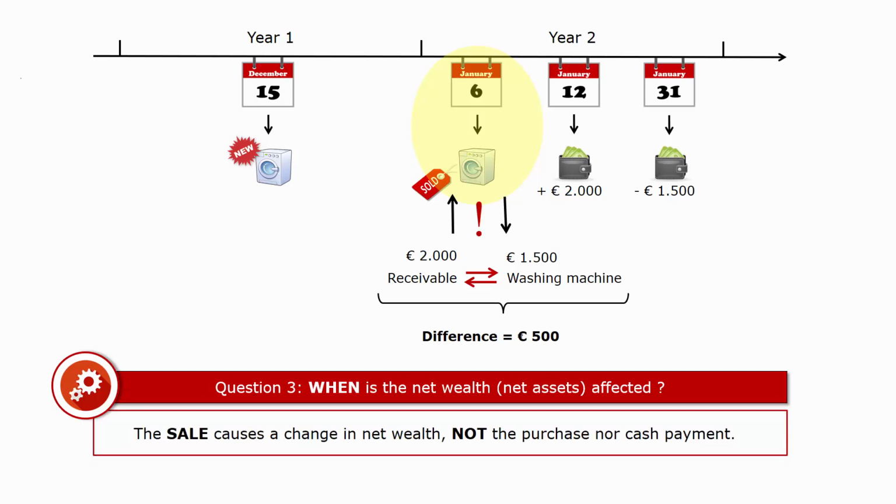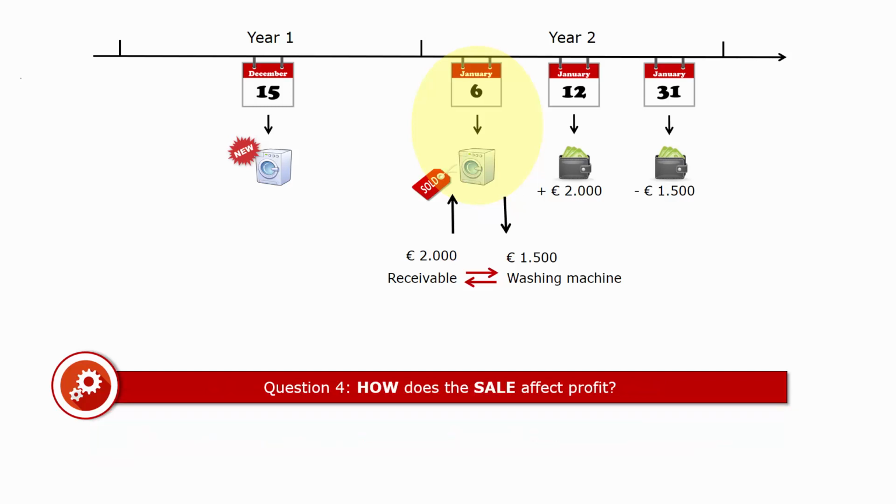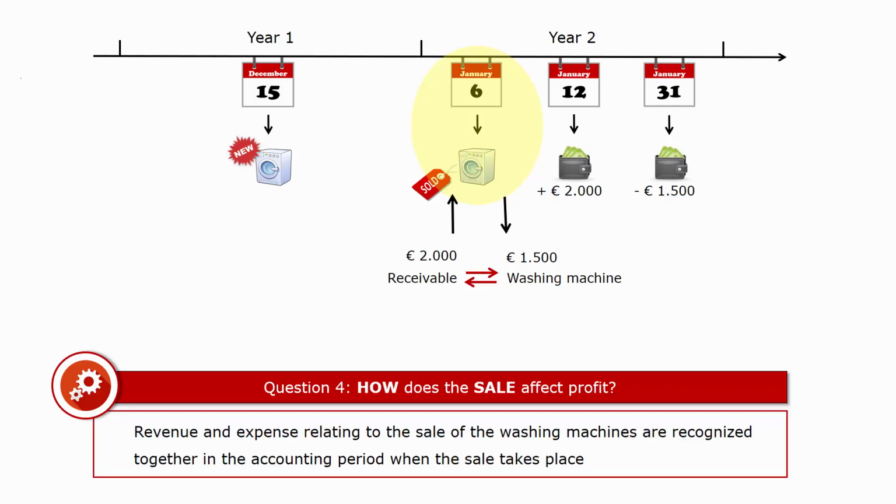So, it's the sale that triggers profit, not the purchase, nor any cash payment. The next question is, how and to what extent does the sale affect profit? In that regard, accrual accounting tells us that revenue and expense relating to a transaction is recognised in the same accounting period, and that is in the period the transaction takes place. For the washing machines, this means that revenue and expense are recorded on the 6th of January.